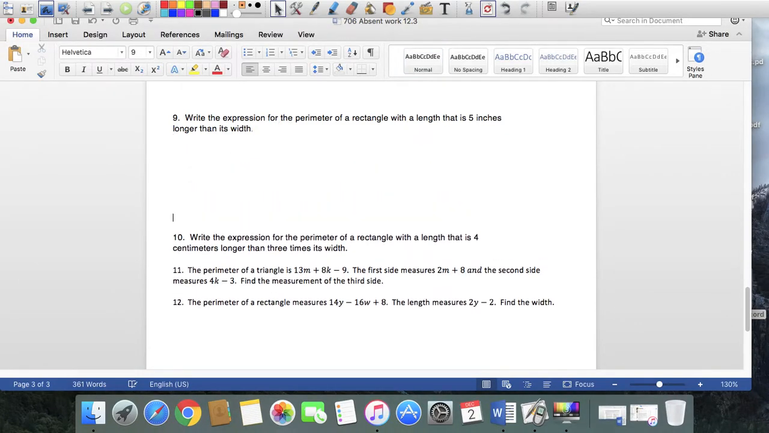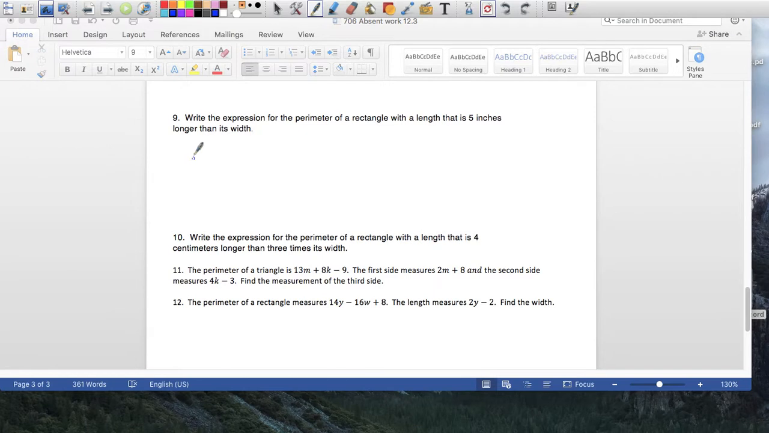Write the expression for the perimeter of a rectangle. So here's a rectangle. This is the width and this is the length. The length is 5 inches longer than the width. So the length, I can write it as 5 more than the width.